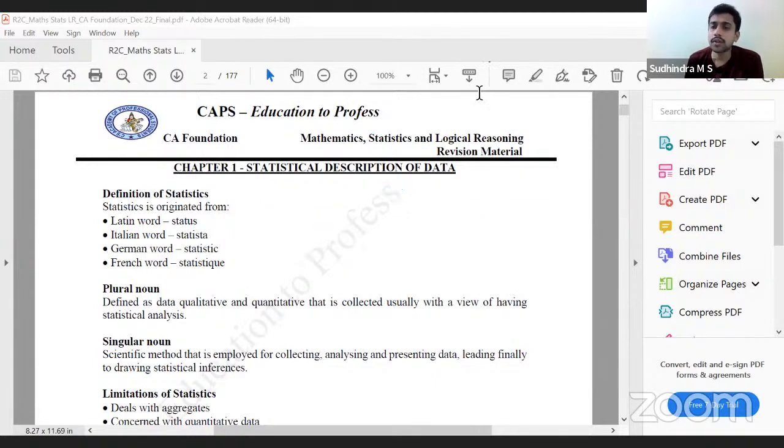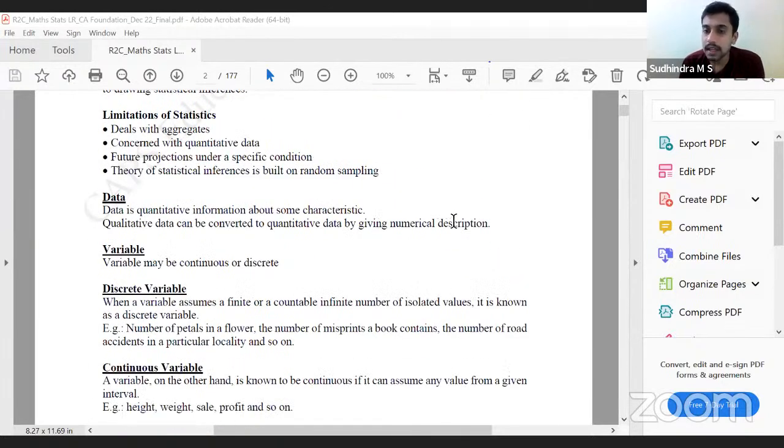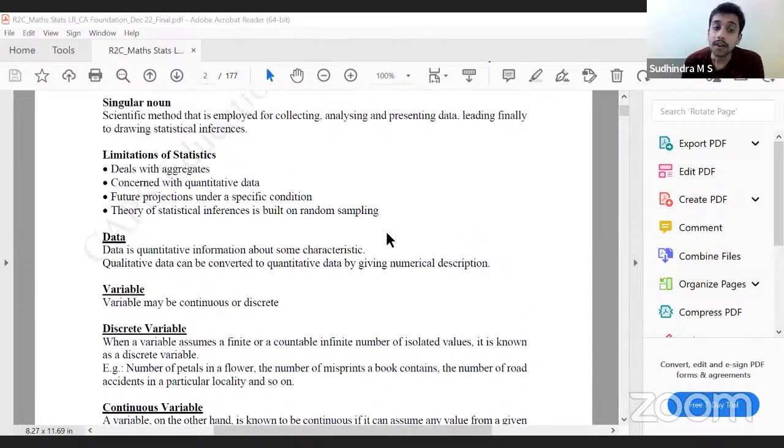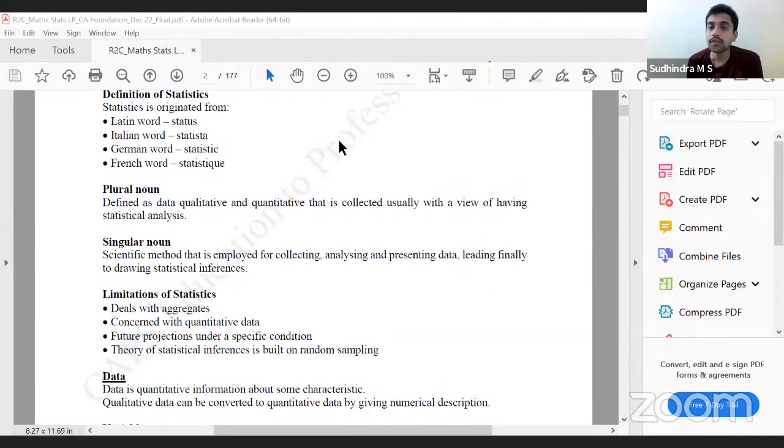Yes, we have also discussed that statistics is widely applied. It has lots of applications, lots of advantages. However, there are certain limitations as well. Very important, 4 limitations. It deals with aggregates. So if we have one single piece of information, we cannot do any statistical analysis. We should have a minimum of a couple of pieces of information. So it deals with aggregates and it's concerned with quantitative data.